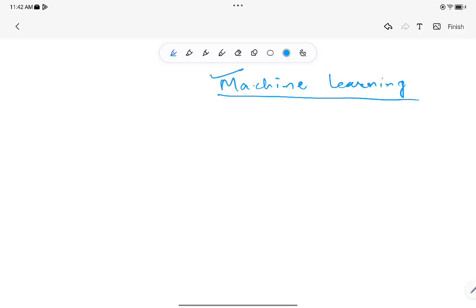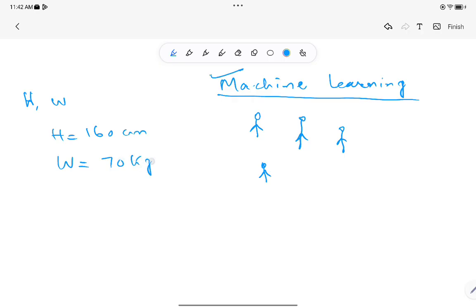I will start simply with an example. The example is like this. Suppose we have a number of people like this. These are different people, and each person has a weight and a height, two variables associated with each person. Suppose a person has a height of, say, 160 centimeters, and his weight is, let us say, 70 kg, for example.